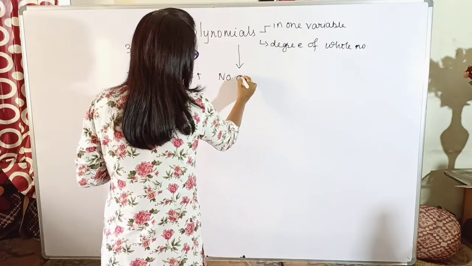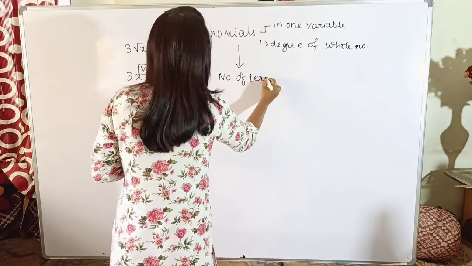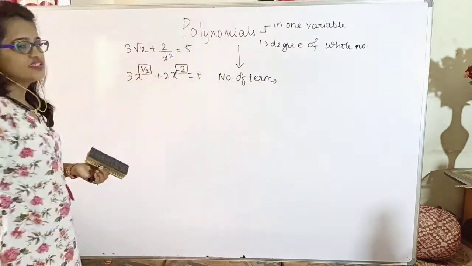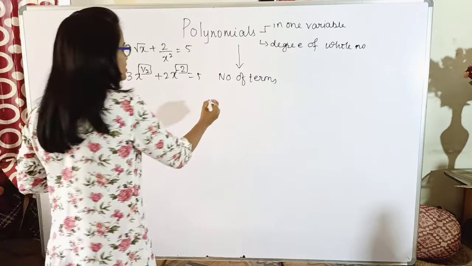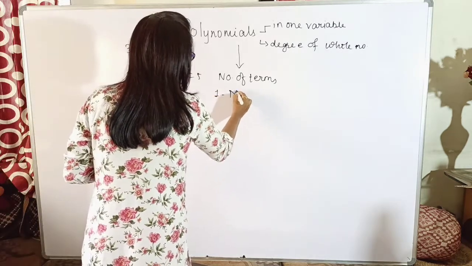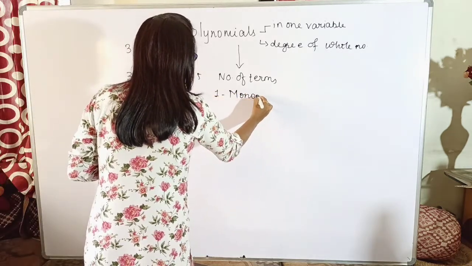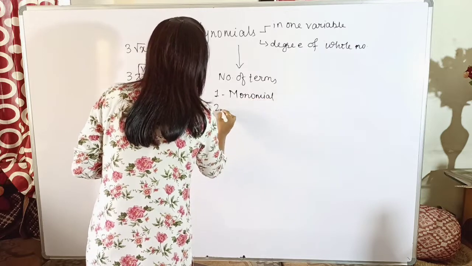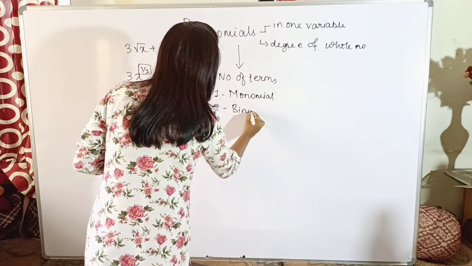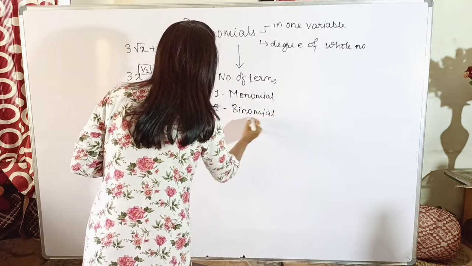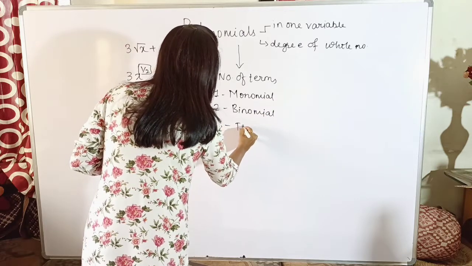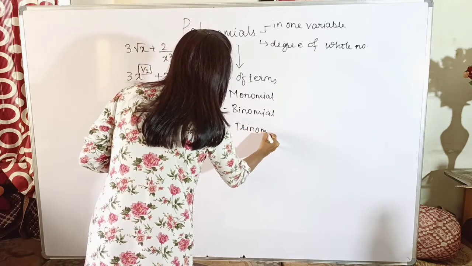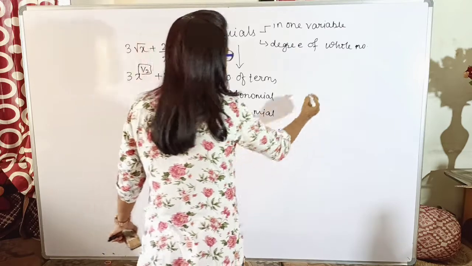Okay, the next point is that polynomials are classified into different types based on the number of terms. As you can see in this equation, there are 3 terms. Similarly, if there is one term in the polynomial, it is called a monomial, whereas if there are 2 terms, it is called a binomial. If there are 3 terms, it is called a trinomial.